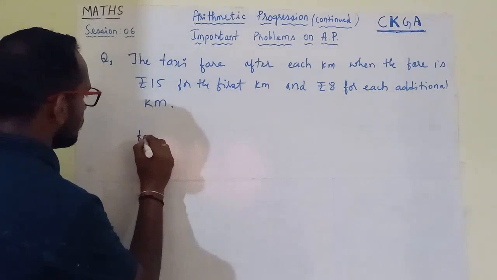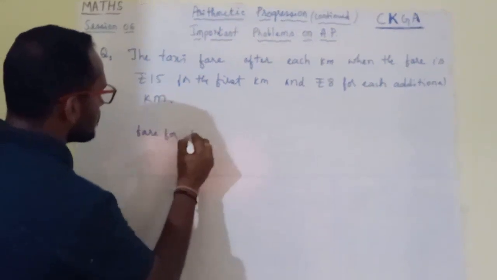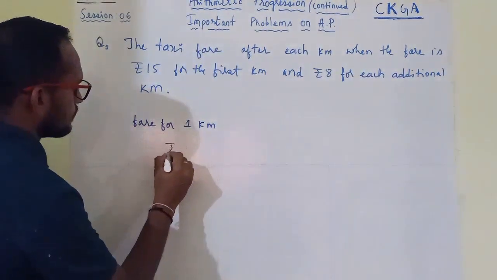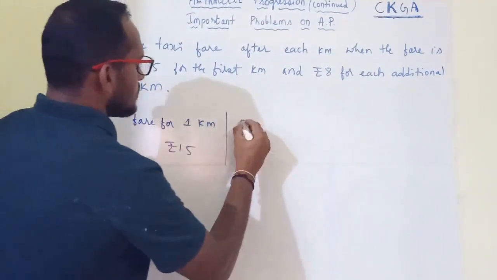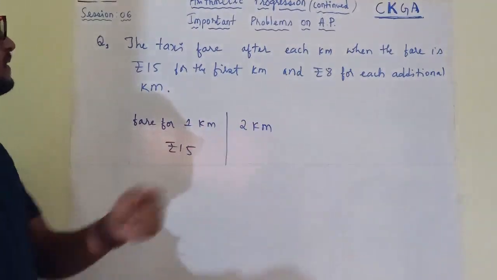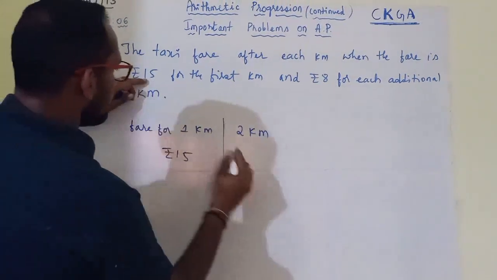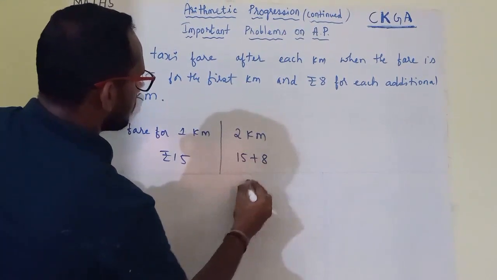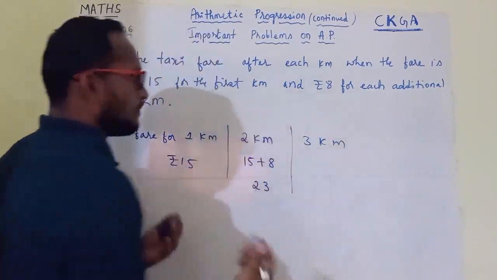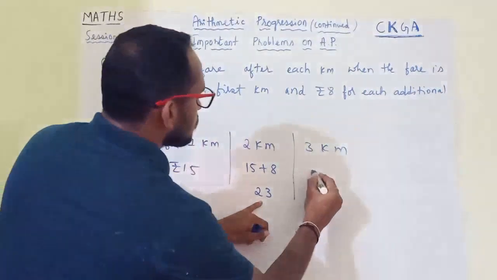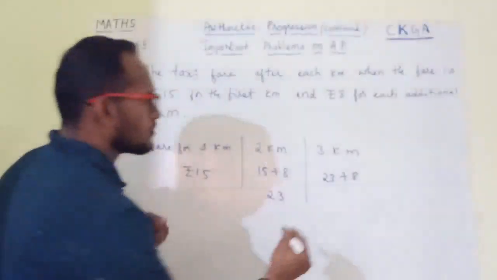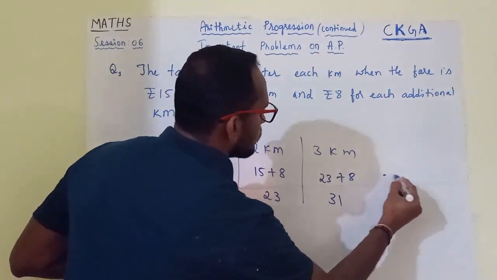Let me write the fare for the first kilometer, which is rupees 15. Now the second kilometer: suppose someone has traveled 2 kilometers, how much do they have to pay for the taxi? Simple. You have 15 for the beginning plus 8, that is 23. For the third kilometer, we add 8 rupees again to 23, so how much will he pay now? It's 31, and so on.